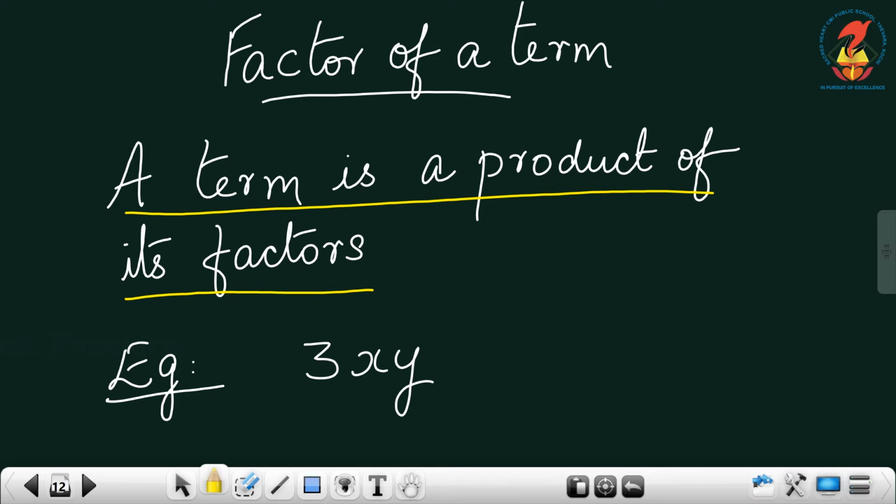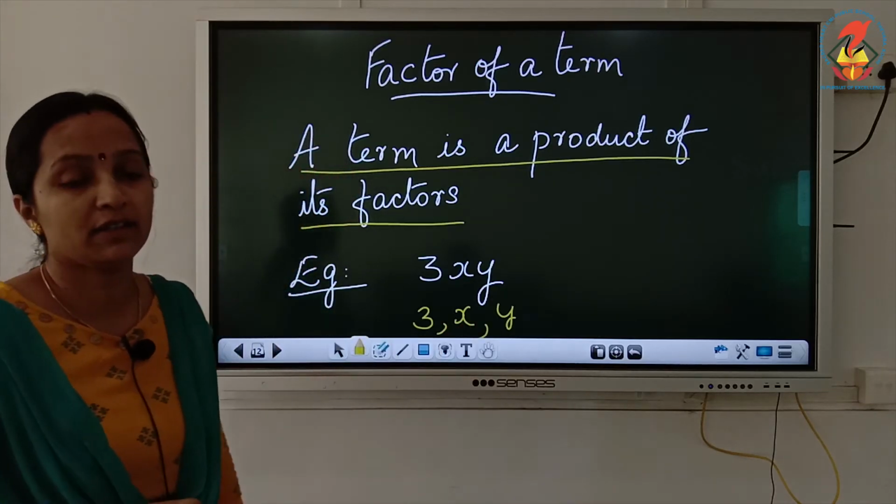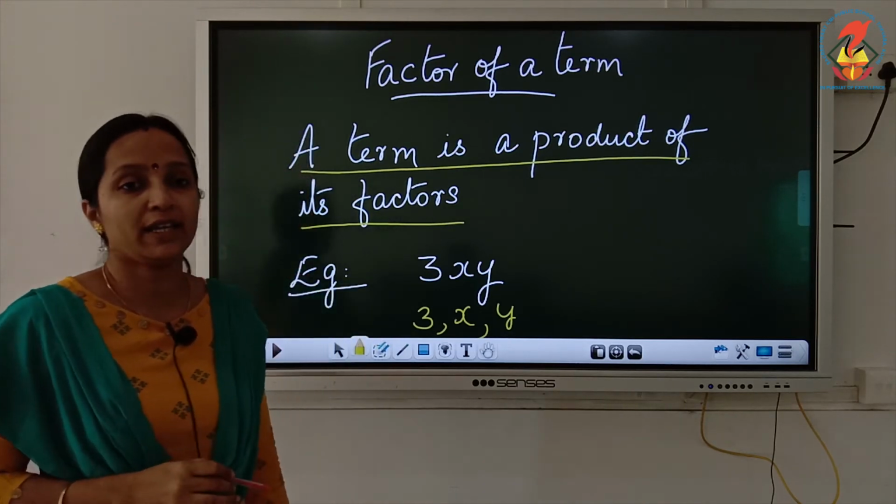So, which are the factors of 3xy? 3xy means what? It's the product of 3x and y. So, 3x and y are the factors of the term 3xy.